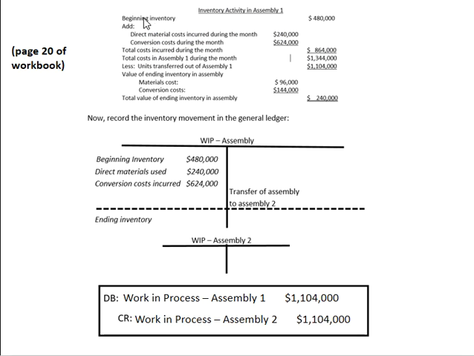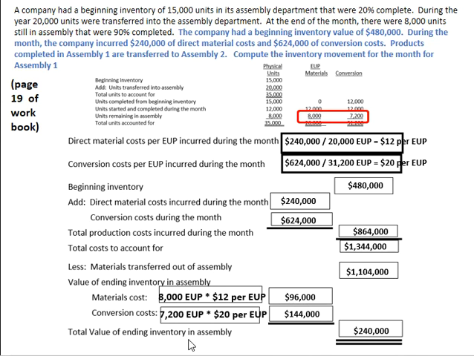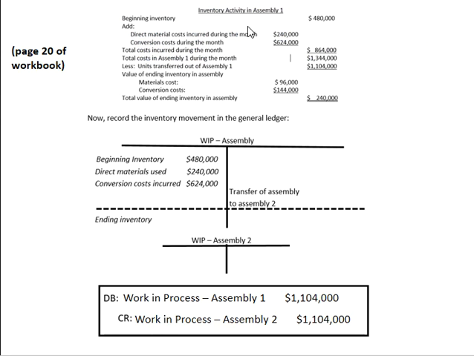Now at the top, you can see this reconciliation of our inventory activity, and this is exactly the information we just derived from our previous slide. If you'll notice, total value of ending inventory is $240,000, units transferred out of assembly $1,104,000. If we go back to the previous page, you can see it's exactly the same information. A little bit more detail here because I show you how I've calculated it. But let's go back to the inventory activity so we can see beginning inventory plus our inputs minus our outputs equals our ending inventory.